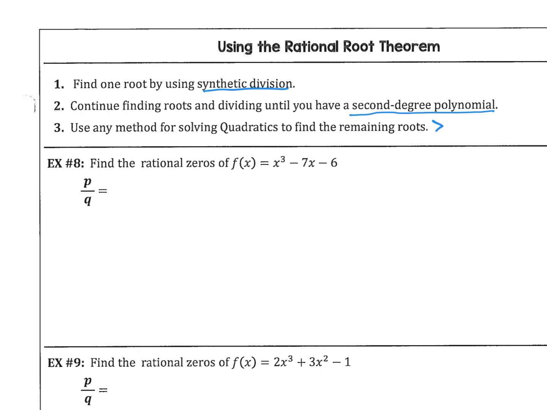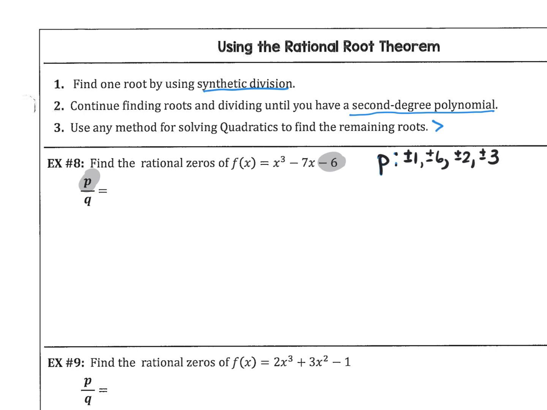So P's right here come from the constant, doesn't it? So our P's are going to be factors of 6. What are any possible factors of 6? That means what can I multiply to get 6? 1 and 6. So plus or minus 1, plus or minus 6. And what else? 2 times 3.